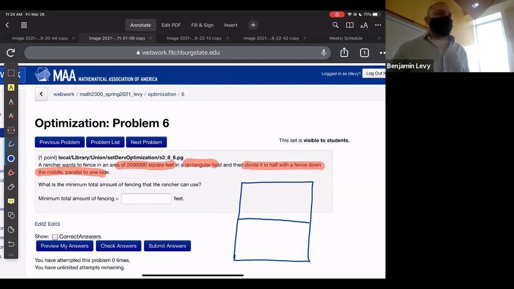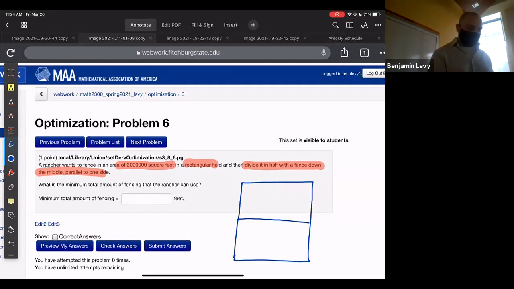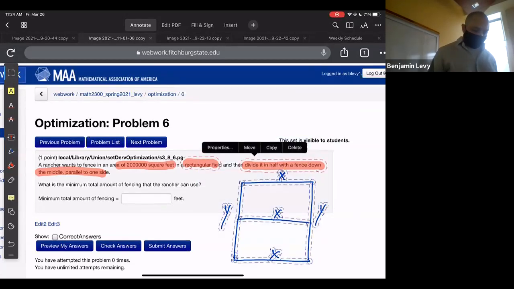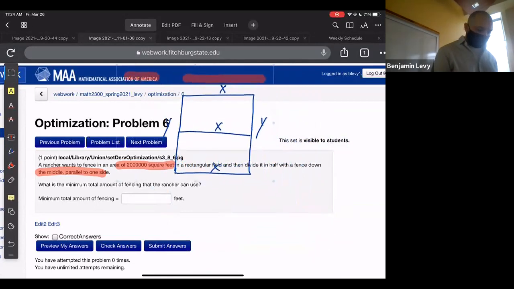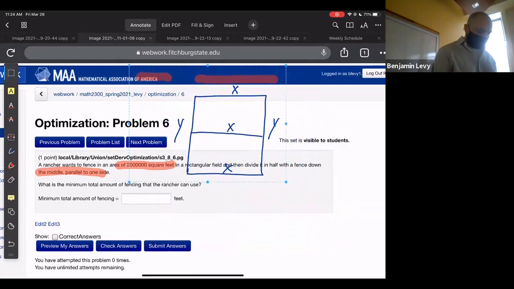But the key thing is that it's rectangular. So if we start labeling things, we know the three things going down the middle are the same size, so we can label them X, X, X. And then the sides might be Y, Y. Maybe I should move this up to the top. Oops, I moved my highlight as well. That's okay.